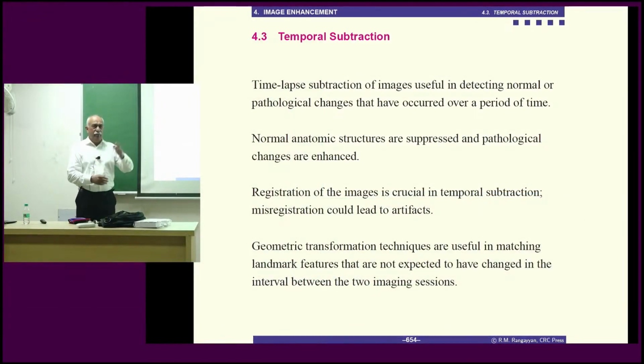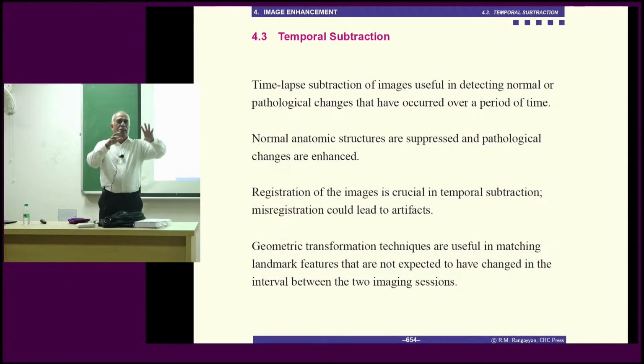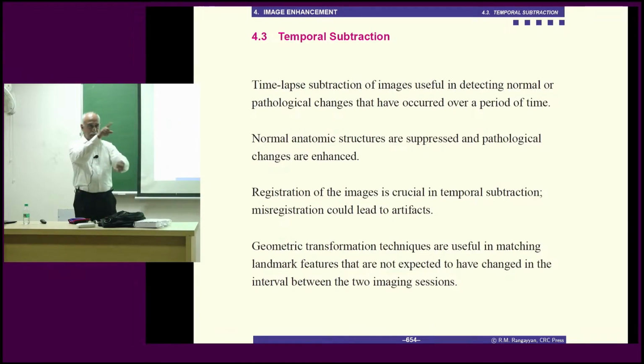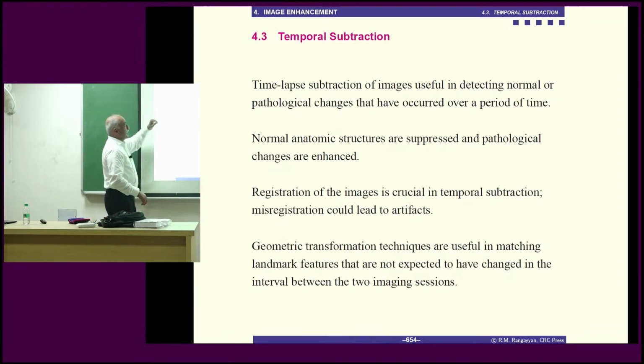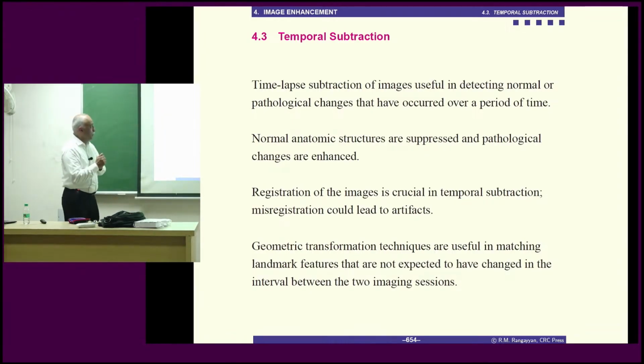Radiologists do this. Mammograms taken in a screening program. When a woman goes for this imaging today, the previous images from the last year or the previous screening, typically 2 years ago, and the one before that, 4 years ago, they're all brought up and they compare. They don't do subtraction, they just compare visually. They do the subtraction mentally. So normal anatomical structures are suppressed and pathological changes are enhanced. That's what you would want.